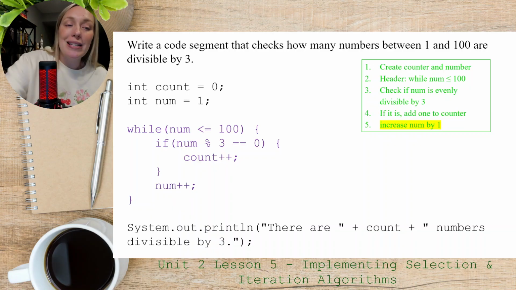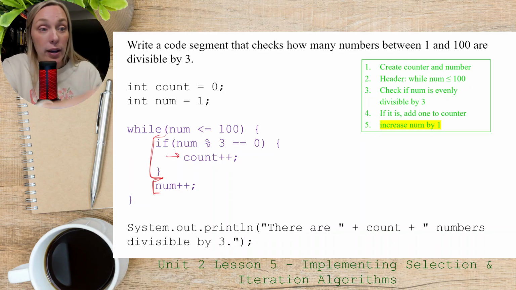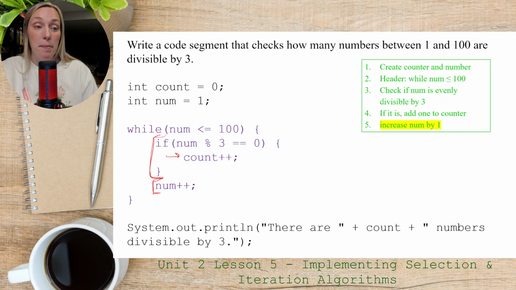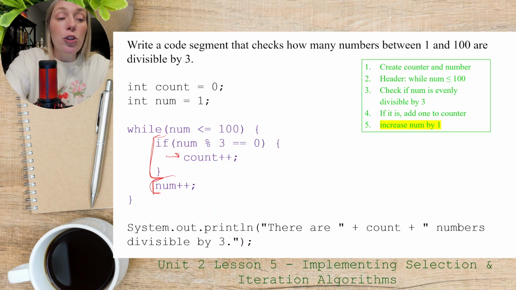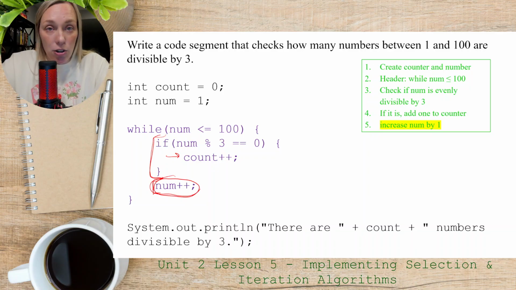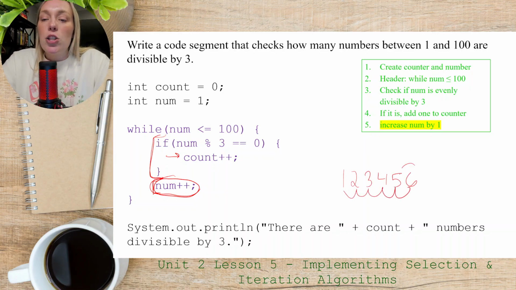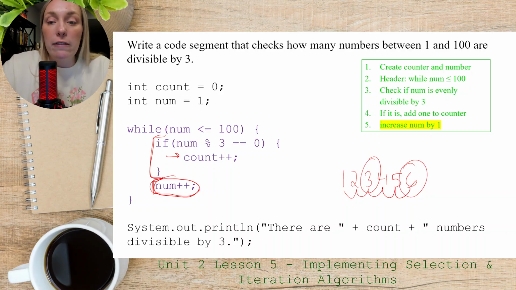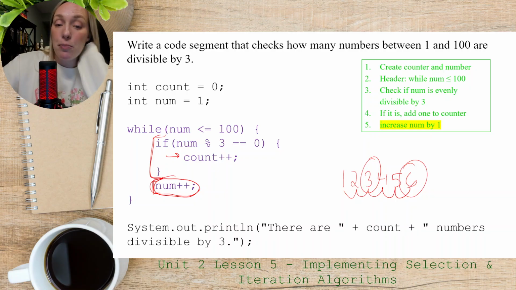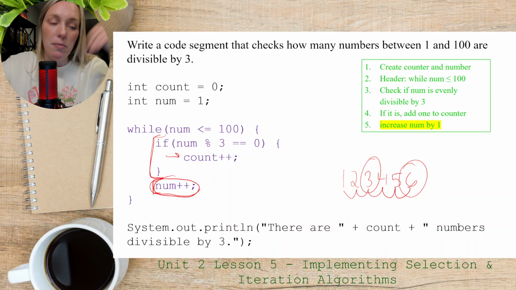Okay, so notice how I kept num outside of my if statement, because I only wanted count to increase by 1 if it was evenly divisible by 3. Every time the loop runs, I want num to increase by 1, right? I want num to go from 1 to 2 to 3 to 4 to 5 to 6. Each time I loop, I want to increase by 1 so that I can check which numbers are evenly divisible by 3. Okay? And then at the end, I print off the count of numbers divisible by 3.